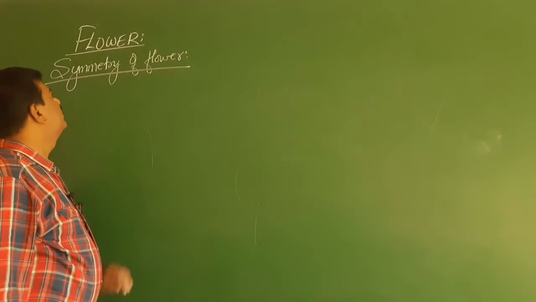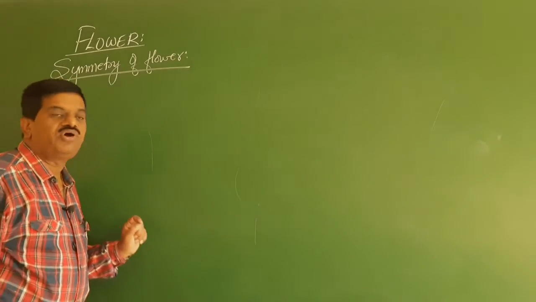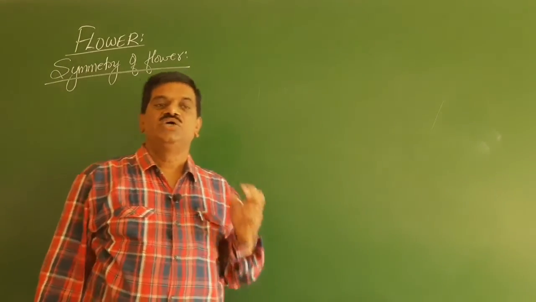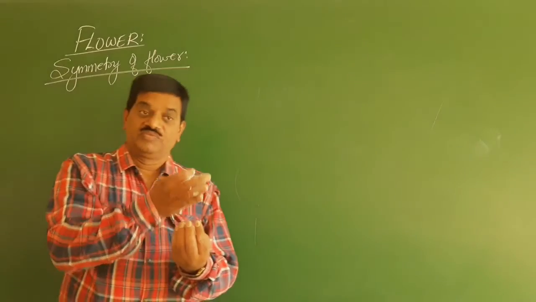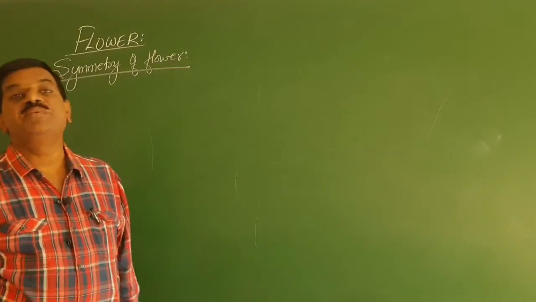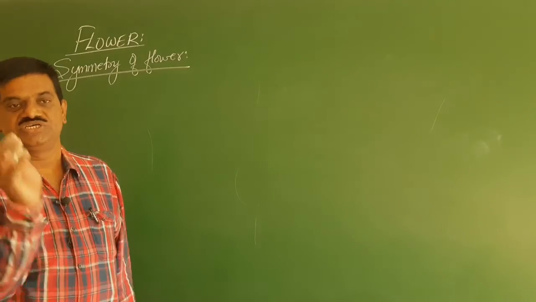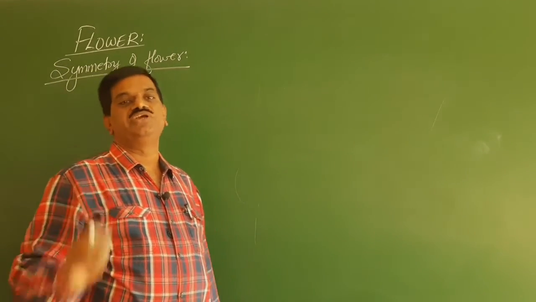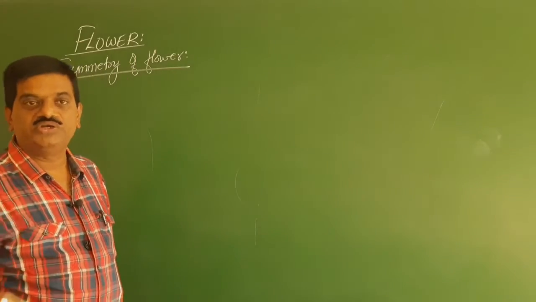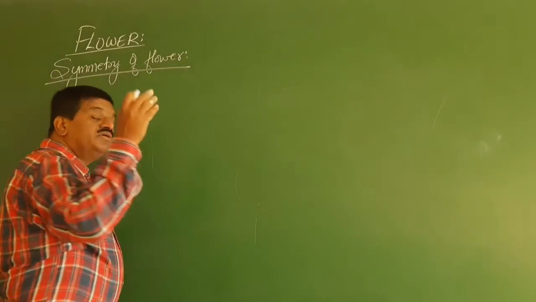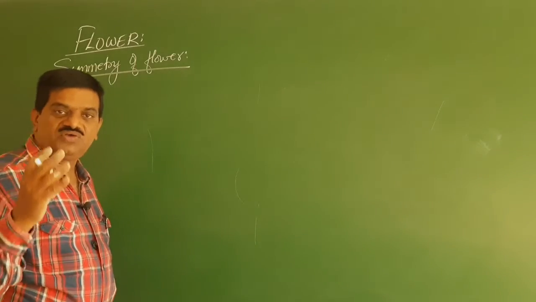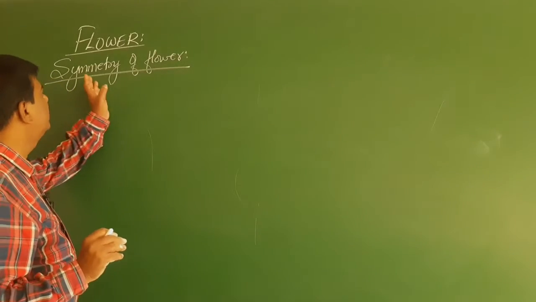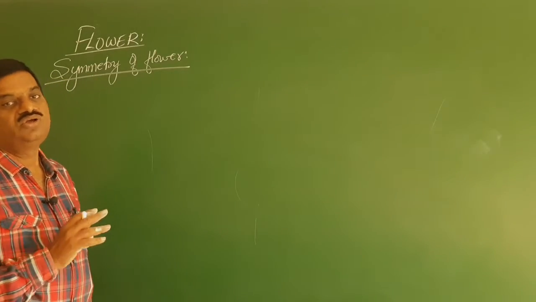So we are starting the next heading, called symmetry of flower. The word symmetry is nothing but when you take a flower and cut it in any plane, whether it results in 2 equal halves or not, that we are going to see. That is called the plane of division. Cutting a flower is called symmetry. Based on the symmetry of a flower, we have different types.